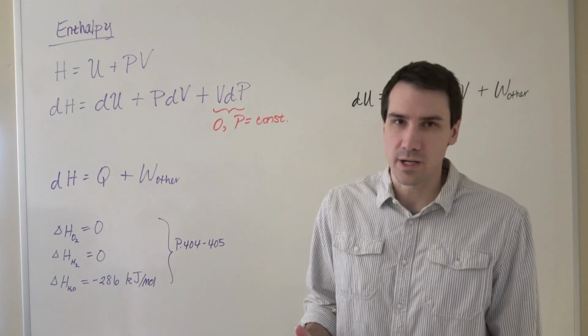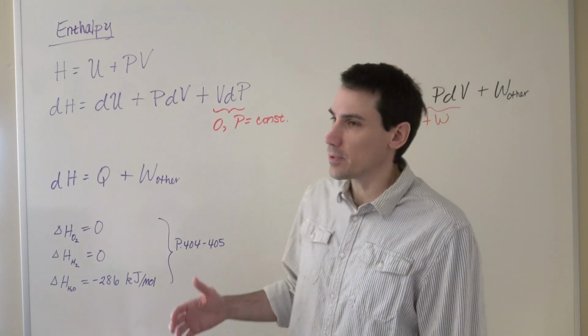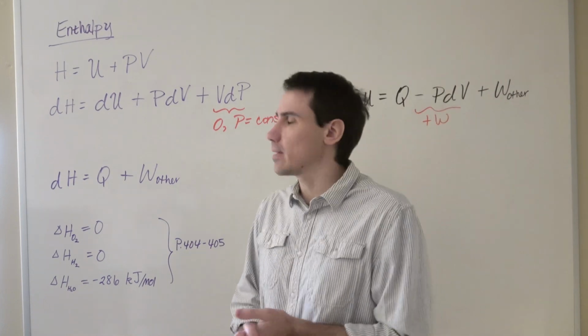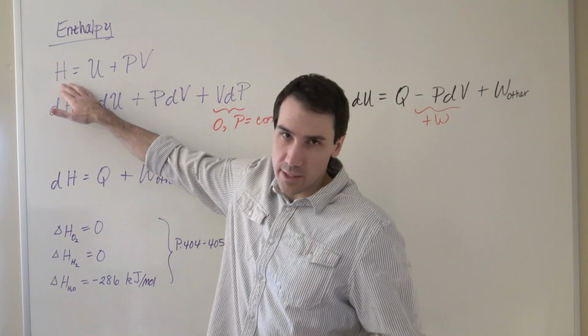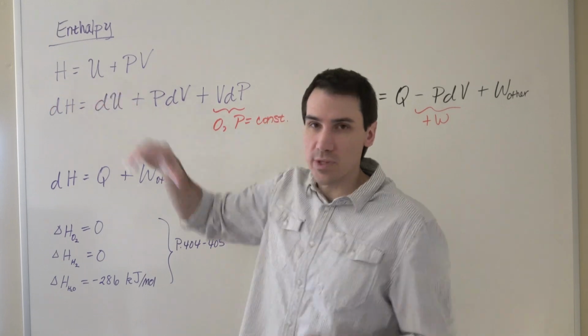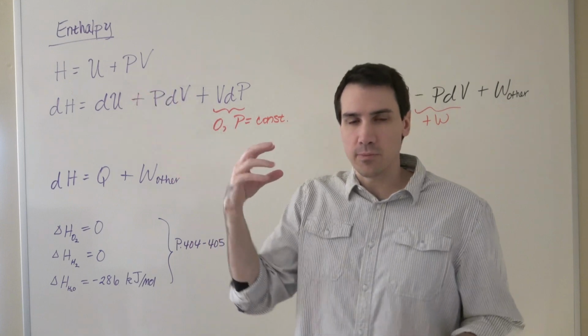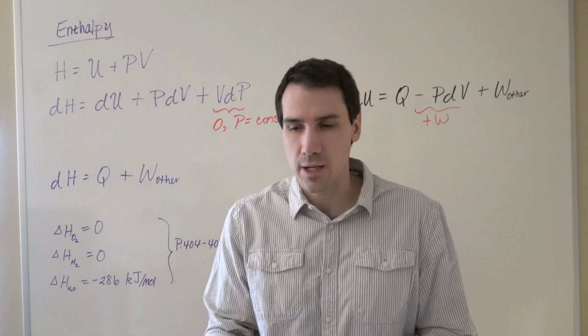In this video, we're going to talk about enthalpy. So enthalpy is a quantity that is related to the energy of an object, but it's not quite the same. Enthalpy is given by the letter H, and it is equal to U, the internal energy of the object, plus PV, the pressure multiplied by the volume of the object.